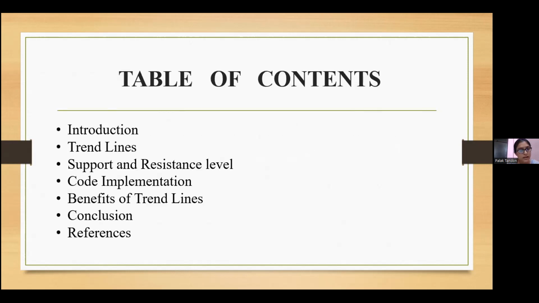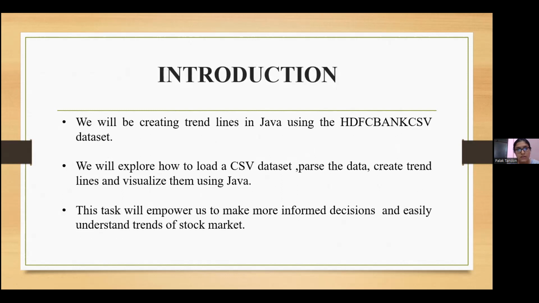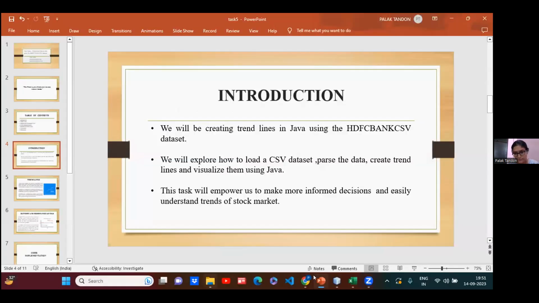Table of contents: our introduction, then we'll see what trend lines are, then support and resistance levels, then finally the code implementation, benefits of trend lines, conclusion, and then references. So introduction. We'll be creating the trend lines in Java using the HDFCBank dataset. So let's first have a look at the dataset.